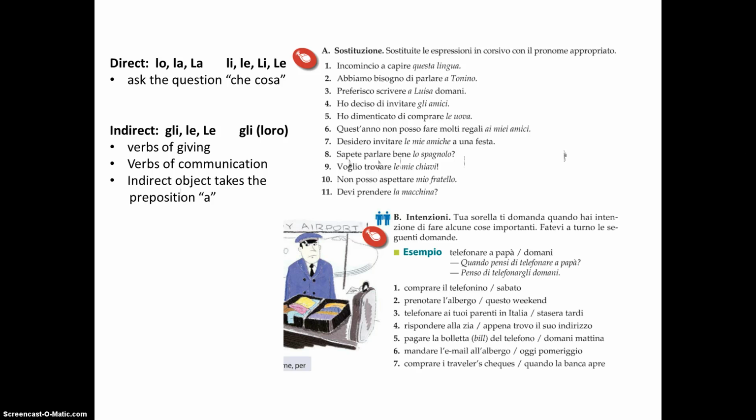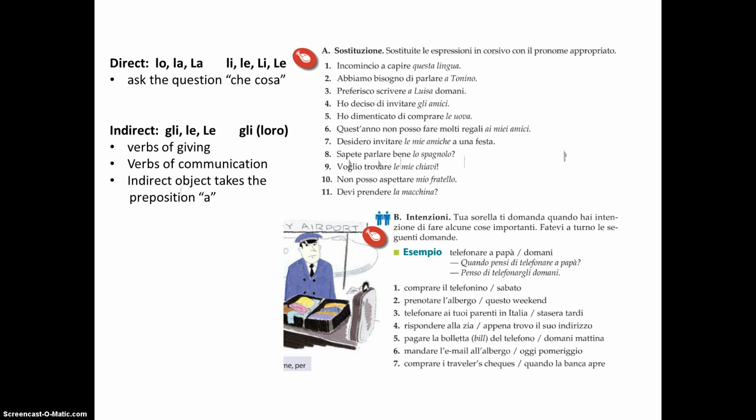In pairs this week you will be completing exercise B, which is very similar on this same page. Let's do the first one together and then you can complete this exercise with your partner. So the instructions state: tua sorella ti domanda quando hai intenzione di fare alcune cose importanti. Fatevi a turni le seguenti domande. Telefonare a papà. The example. Domandi: quando pensi di telefonare a papà? Penso di telefonargli domani.